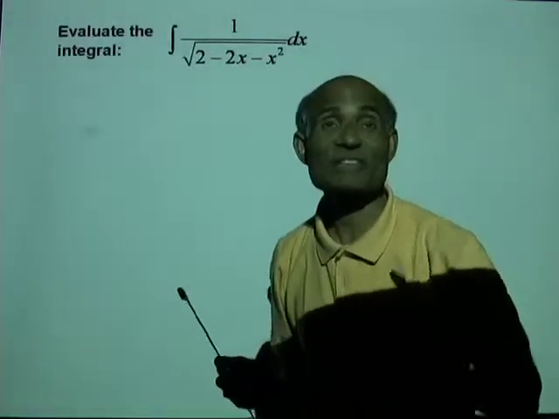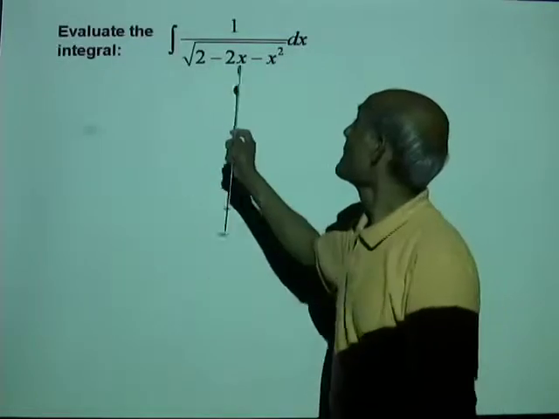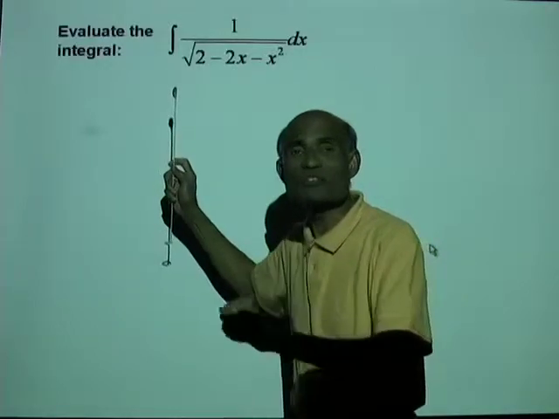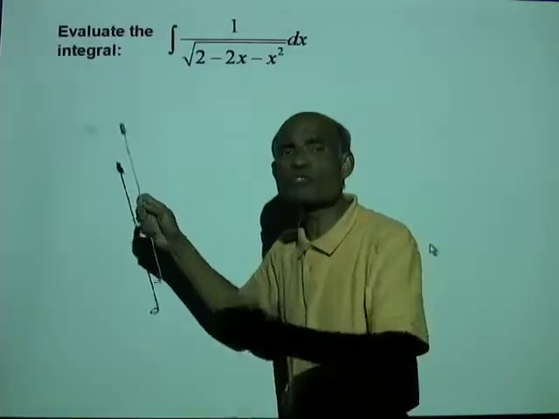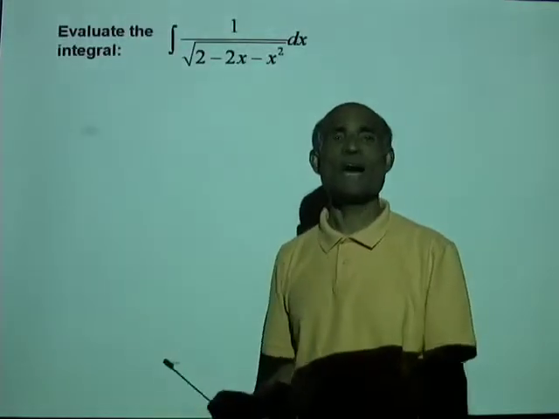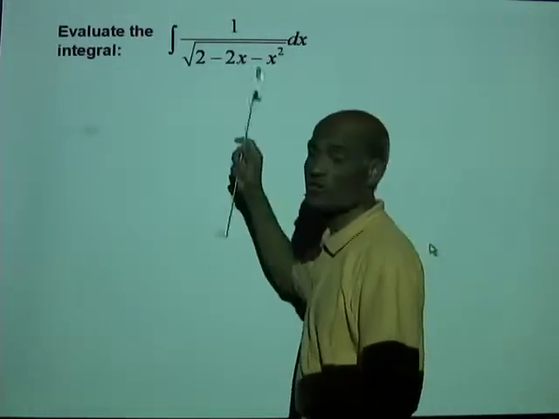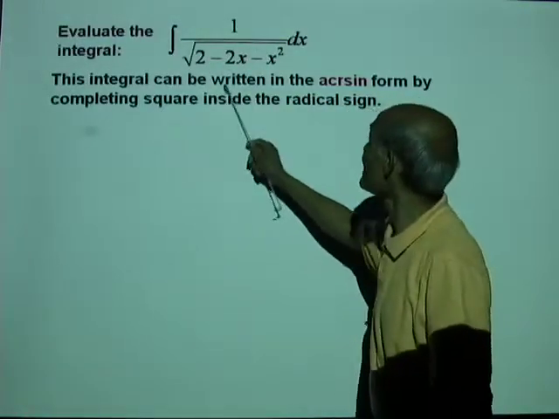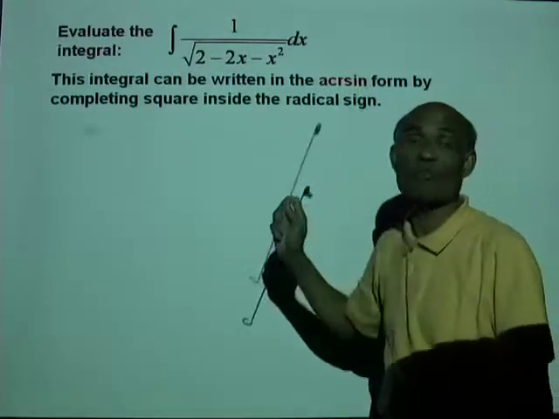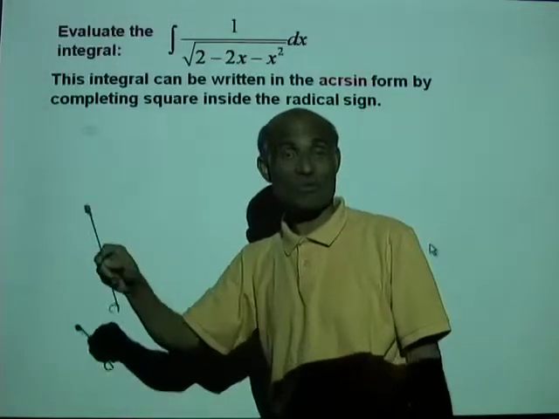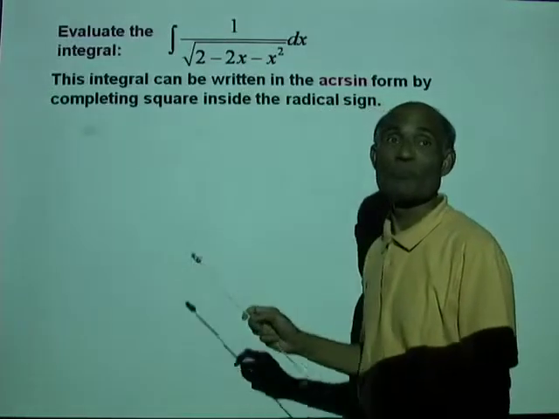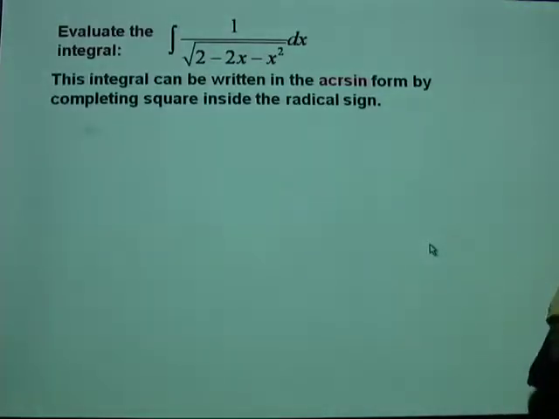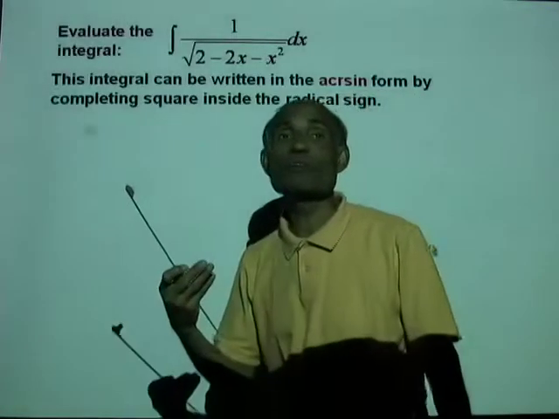Now, this is an excellent candidate to make it of the form square root of a squared minus u squared or u squared minus a squared, one of those forms. How? Well, we can do some manipulation in the quantity there. This integral can be written in the arcsine form, the a squared minus u squared form, by completing the square inside the radical sign. Well, I'm sure you know the skill of completing the square.